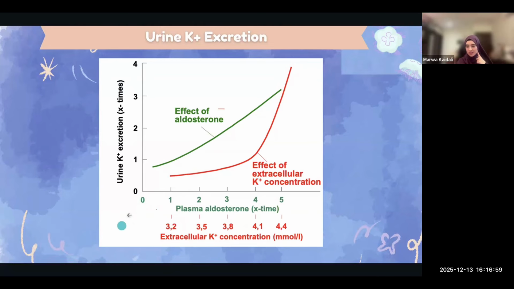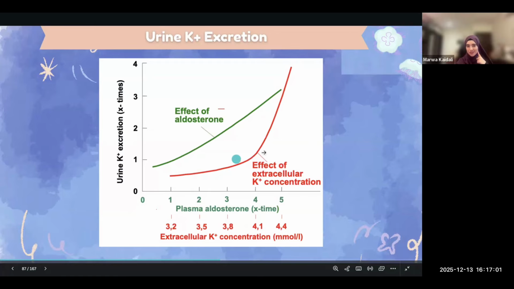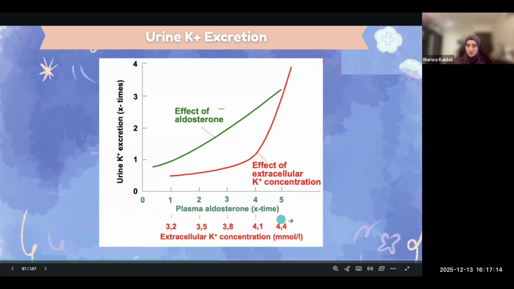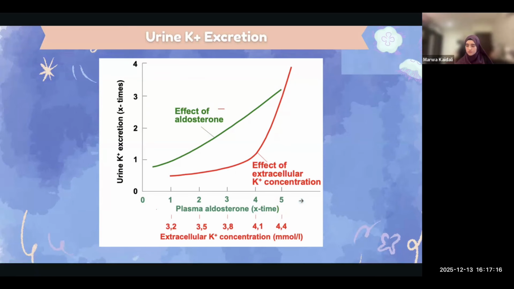This is the way the doctor explained it as well. You don't need to know why these shapes are different. Just know that they're going to increase. Yeah, I get you, but you don't need to know the exact detail. Just know that they're both going to increase. When the plasma potassium concentration is higher, the excretion is also going to be higher. Okay?